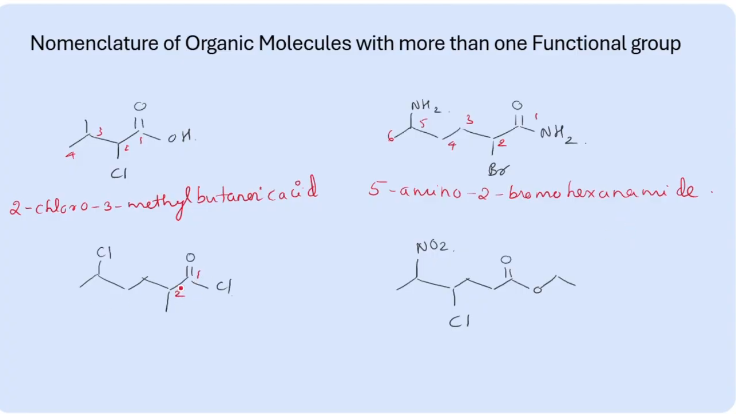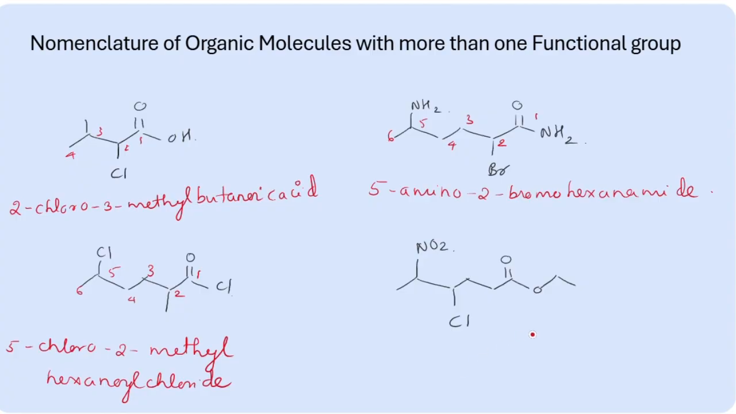Now, again, same here also. Don't take it as a dichloro because COCl itself is a functional group. It's an acid chloride. Therefore, the name should end as oyl chloride. And this is a principal functional group and these are going to be the prefixes. So, how are we going to call this? 5-chloro, 2-methyl hexanoyl chloride. Hexanoyl chloride.